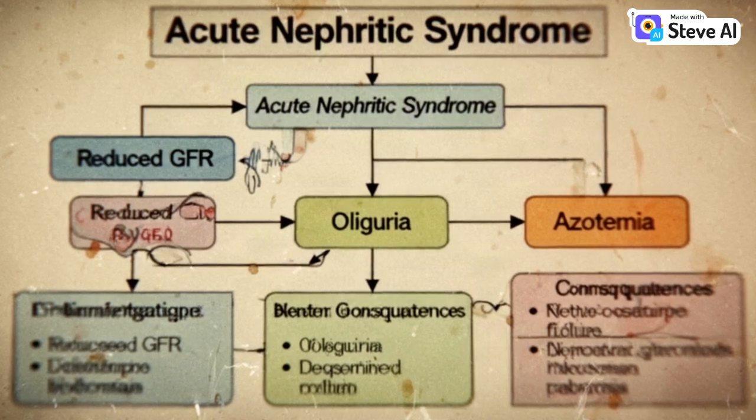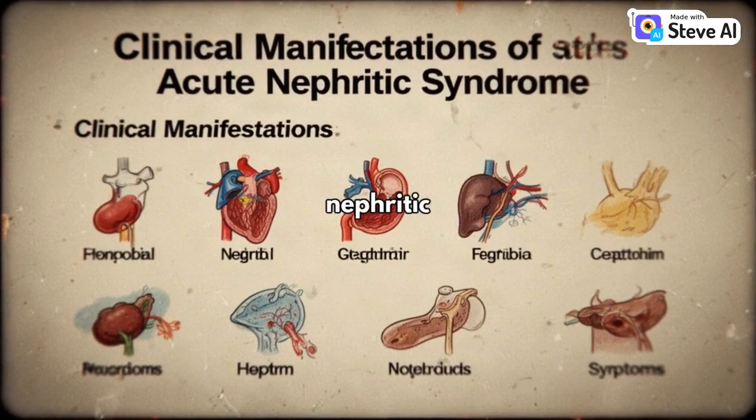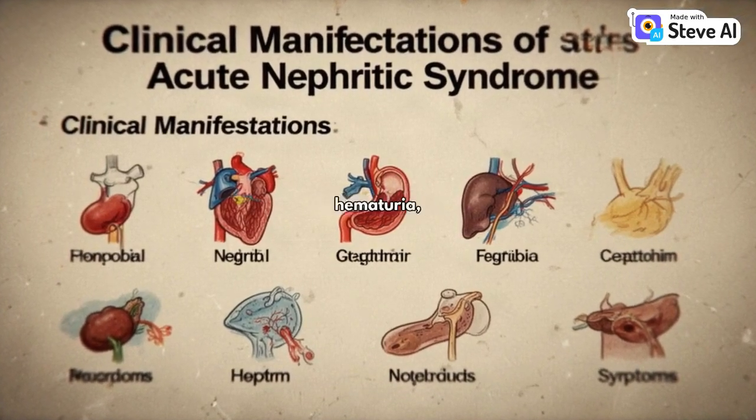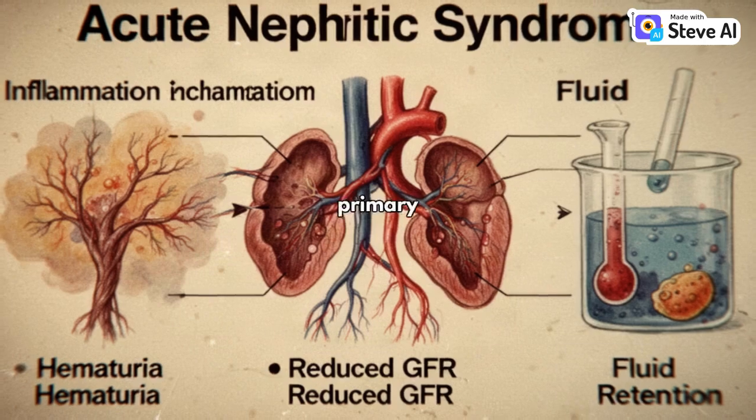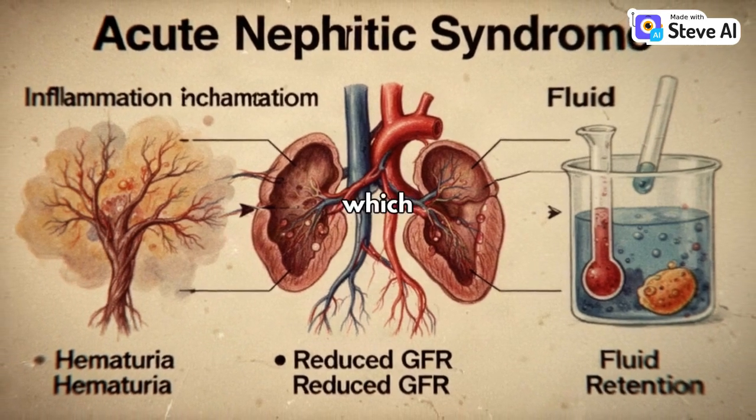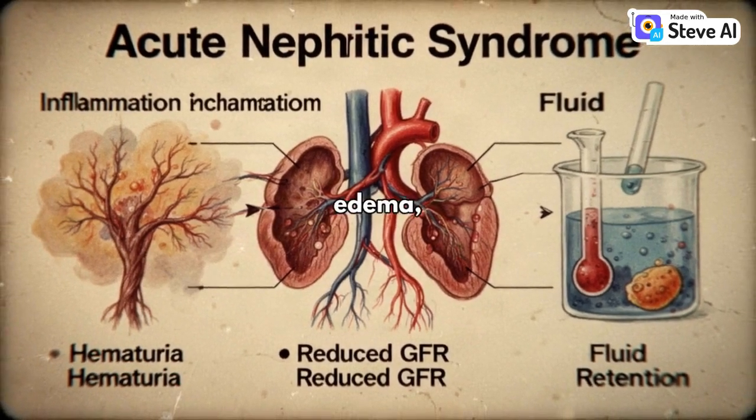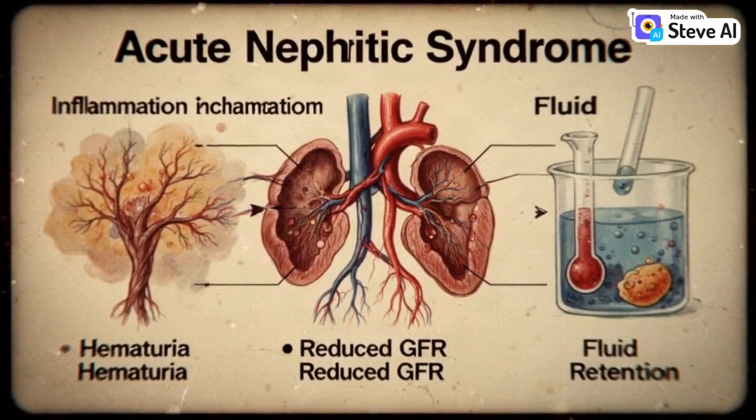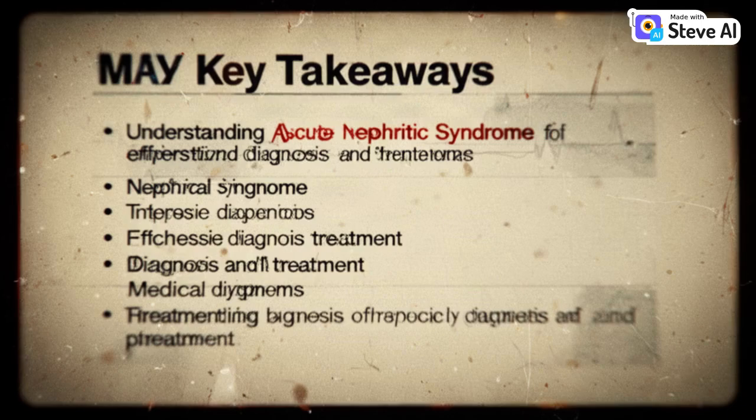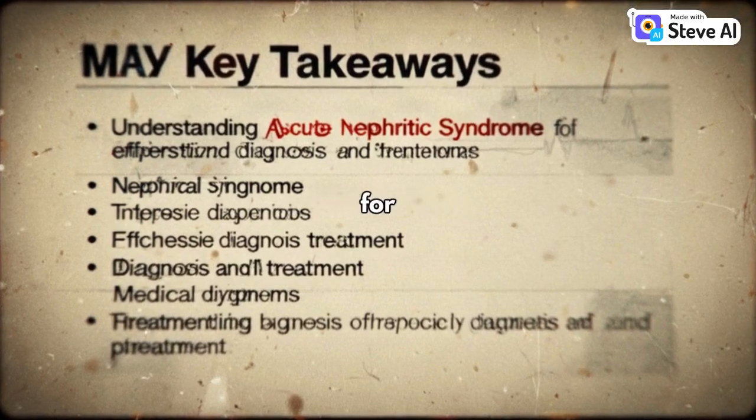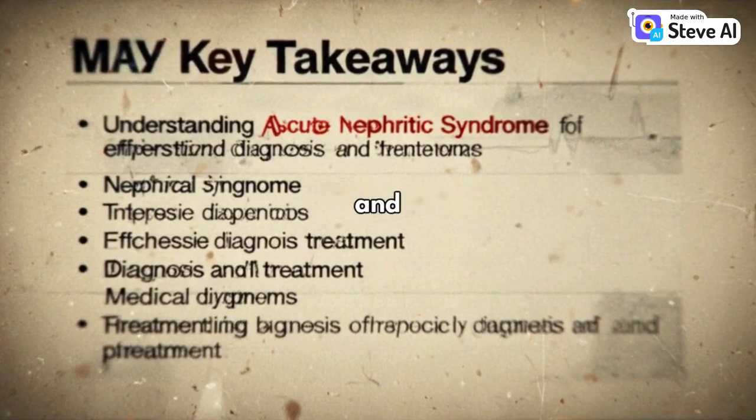In conclusion, acute nephritic syndrome manifests clinically as hematuria, oliguria, azotemia, hypertension, and edema. The primary mechanisms to remember are that inflammation causes hematuria and reduced GFR, which in turn leads to salt and water retention, resulting in oliguria, edema, and hypertension. This succinct understanding is crucial for medical professionals in diagnosing and treating this serious condition.